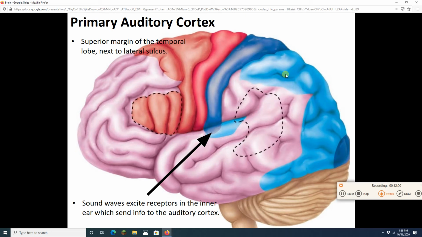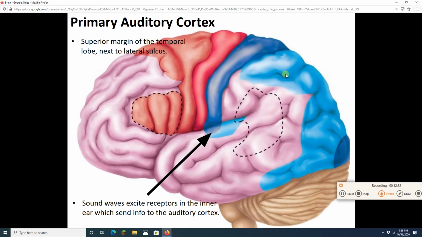So sound waves are shaking your ossicles in your ear. You shake the eardrum, you shake the ossicles. They shake something called the cochlea, which then creates a nervous signal, which travels and gets to this auditory cortex. This is where you first start to make sense of the sounds that you're hearing in this primary auditory cortex, which is located in this portion of your temporal lobe.